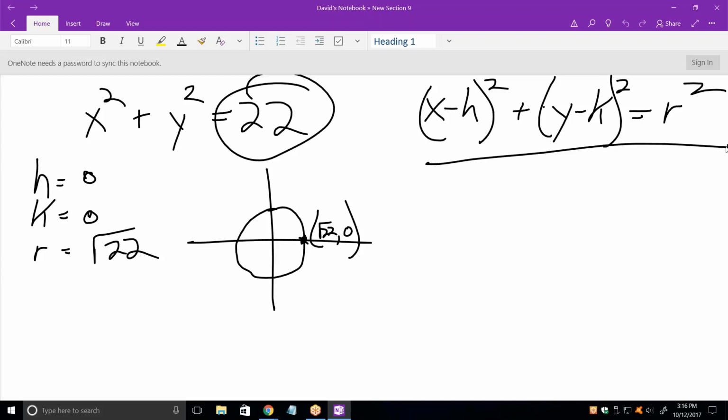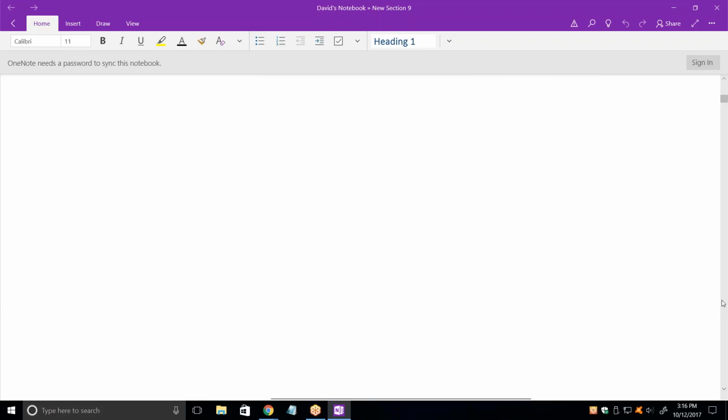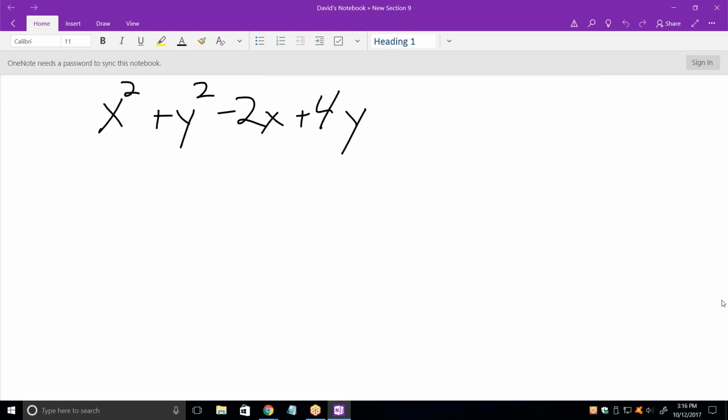All right, what else do you have? I'm looking. So we have x squared plus y squared minus 2x plus 4y equals 31. X squared plus y squared minus 2x. What's the rest of it? Plus 4y equals 31. All right. What we have to do is to put that in the general format equation.